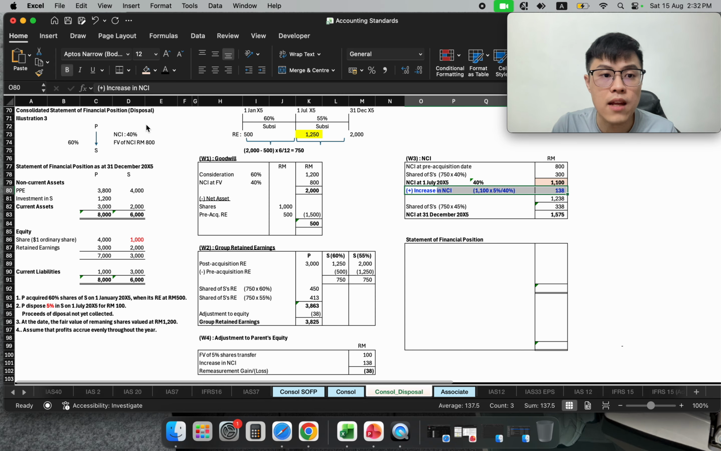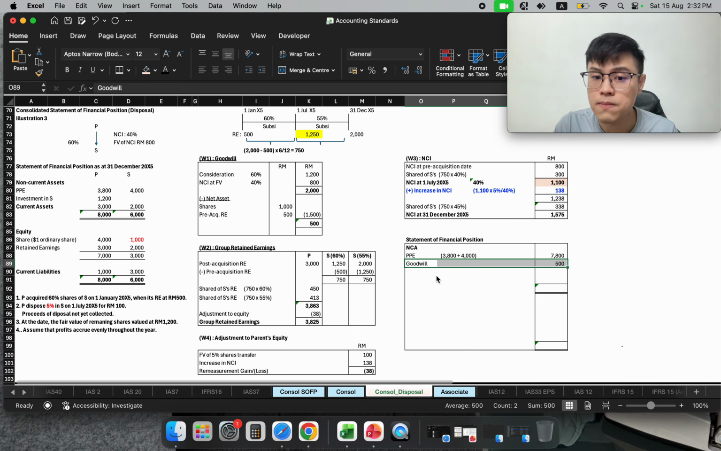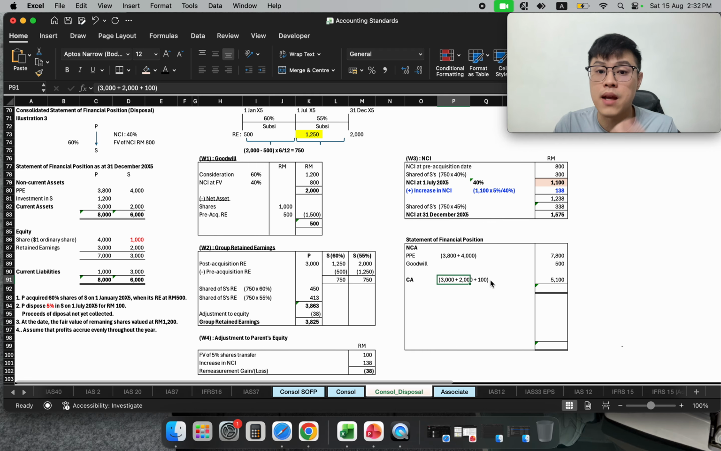So in here, at the end of the reporting date, they are still our subsidiary. So we will do consolidation. Our NCA, PPE will be plus 3,000 with 4,000. We will continue to recognize the goodwill. And we will continue to recognize the current asset plus the 100 that we are going to receive from NCI because we dispose the 5% to them. And consolidate the 3,000 with 2,000.